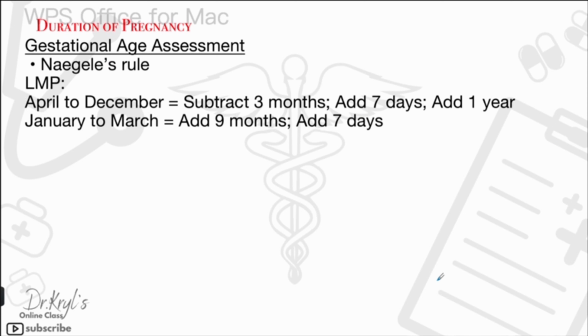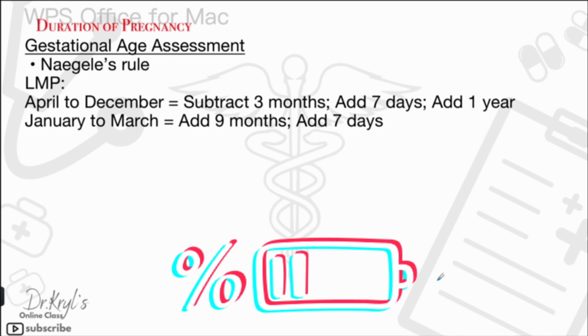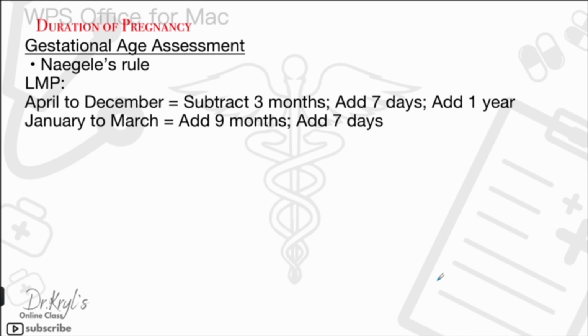For the gestational age assessment, one way of getting the age of the fetus is through Naegele's rule. Okay, so in here we need to know the last menstrual period of the woman. And if the woman has an LMP within April to December, we need to subtract 3 in the months and add 7 for the days and add 1 year. While if the last menstrual period falls on January to March, we can add 9 for the months and add 7 for the days. So no need to add 1 for the year.